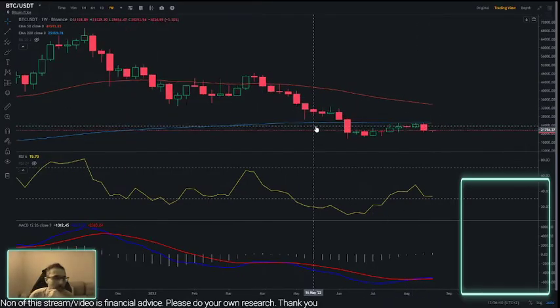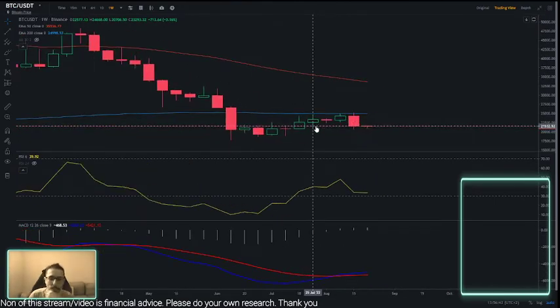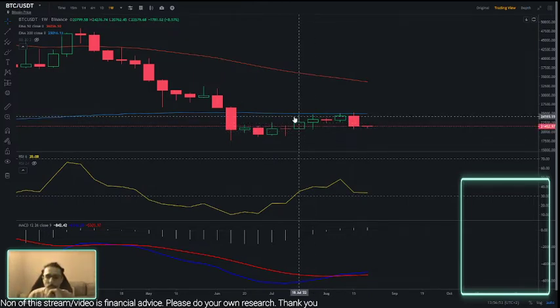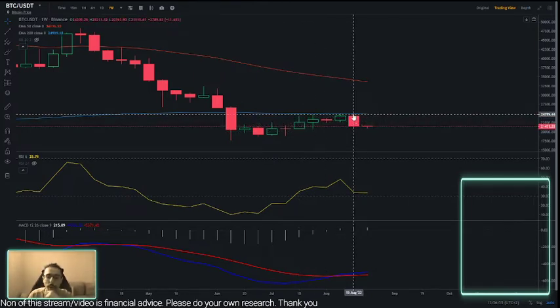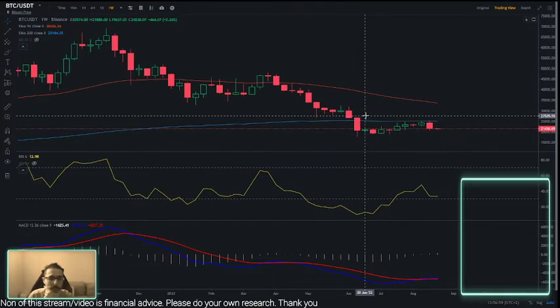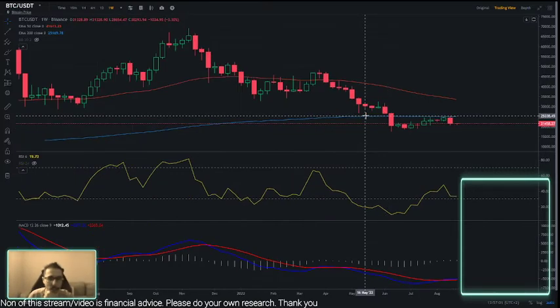Now the EMAs. It's hard to work with them on this weekly chart, because 200 weeks have not yet passed on Binance, but we'll do what we can with it. We are below the 50 and the 200 days exponential moving averages. So hard to say.